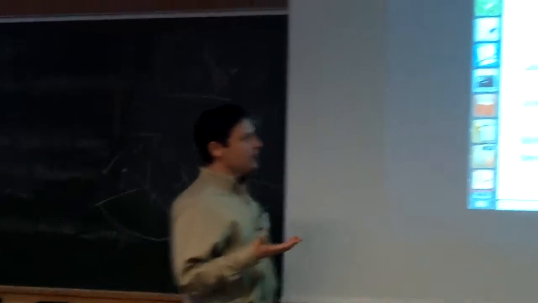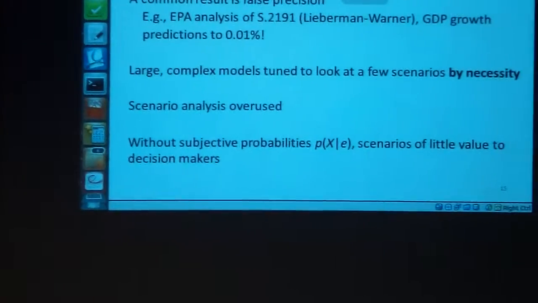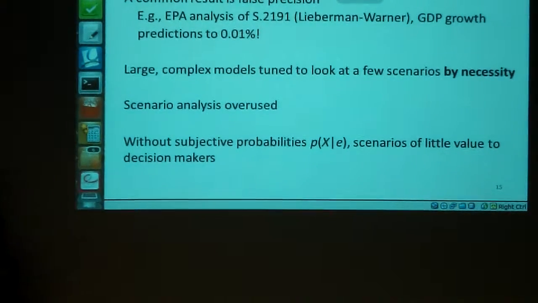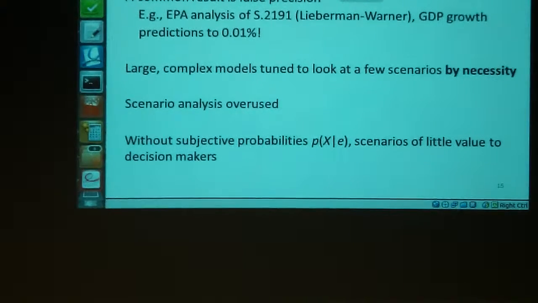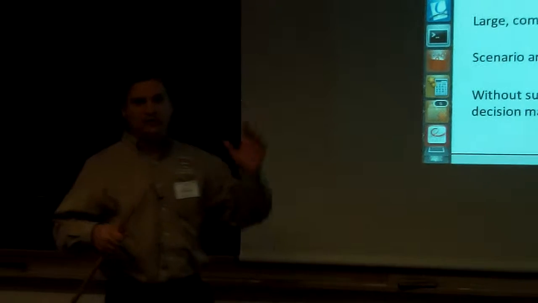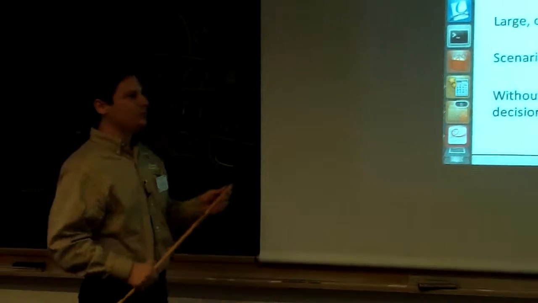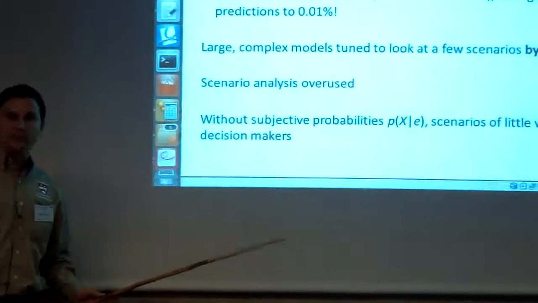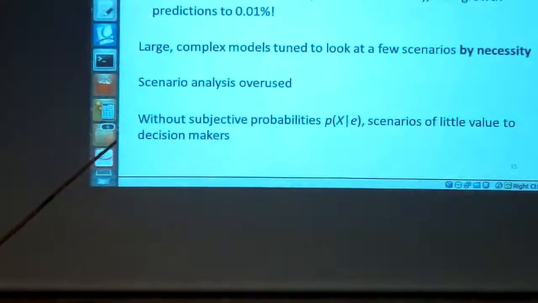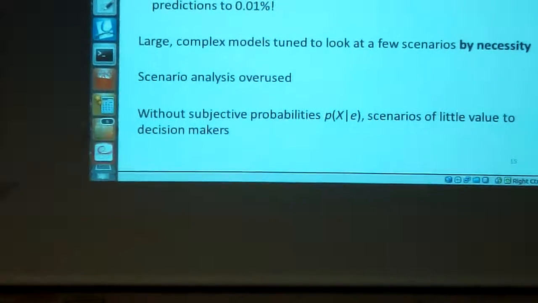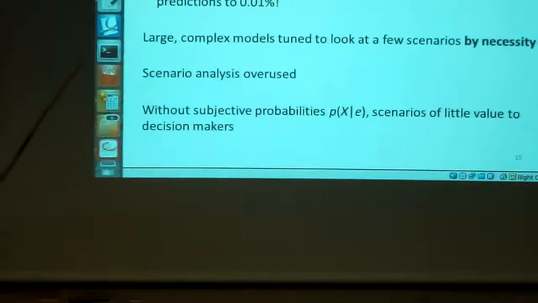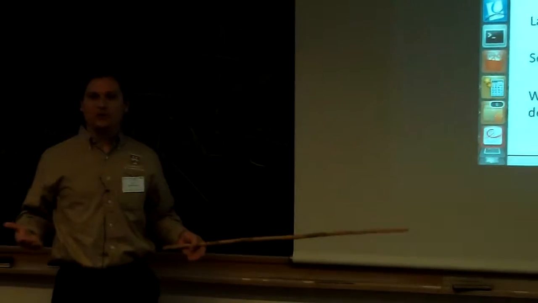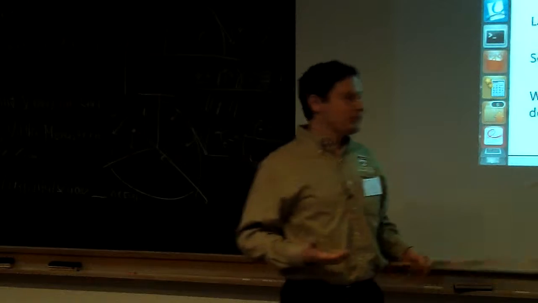As a result, large complex models are tuned to look at a few scenarios by necessity, right? Because computationally it's pretty intensive. I would argue that scenario analysis is often overused, right? So for any issue that we want to study, we run on the order of 5 scenarios and that's it, right? This is the extent of it. The other thing is when we generate different scenarios, we're not telling a decision maker anything about what we think the subjective probability is, right? So if you take the standpoint of a decision maker and you present them with 5 radically different ways in which the future might unfold, I mean, how do they make a decision? Because they have to make the decision before the uncertainty is resolved.